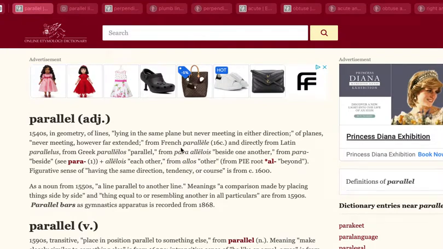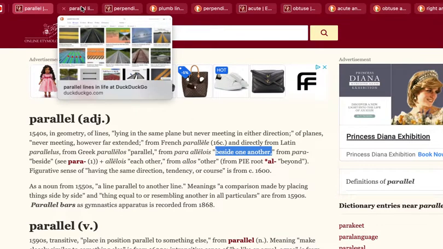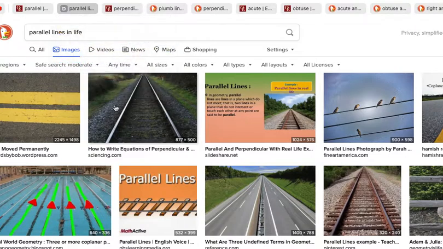So, parallel is Greek for parallelios, which means beside each other. So when we look at parallel lines, they will be beside each other. But more importantly, they will never cross because they're facing the same direction.